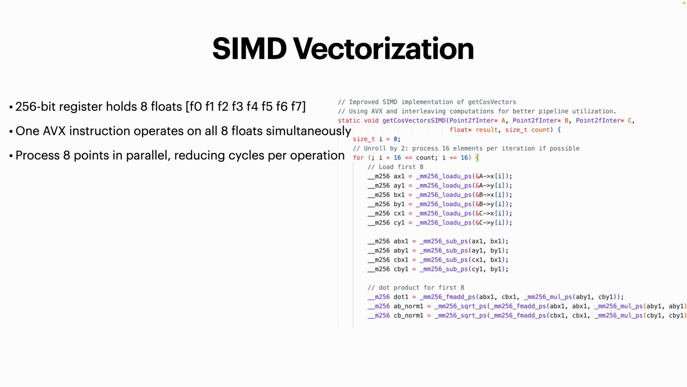We also unroll loops and interleave computations, allowing the CPU to work on multiple batches concurrently. This strategy keeps the pipeline busy, minimizes idle cycles, and drastically reduces the number of cycles needed per operation.